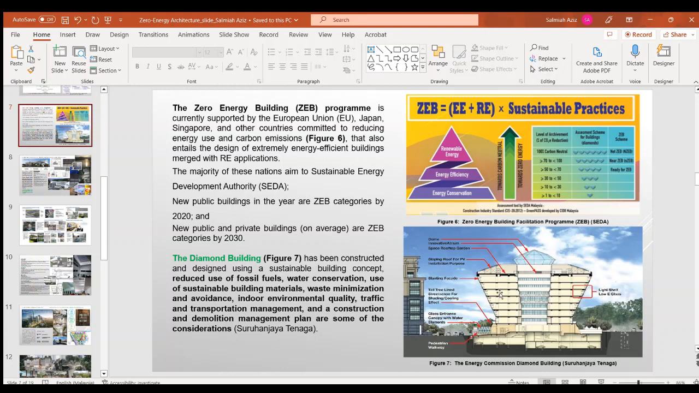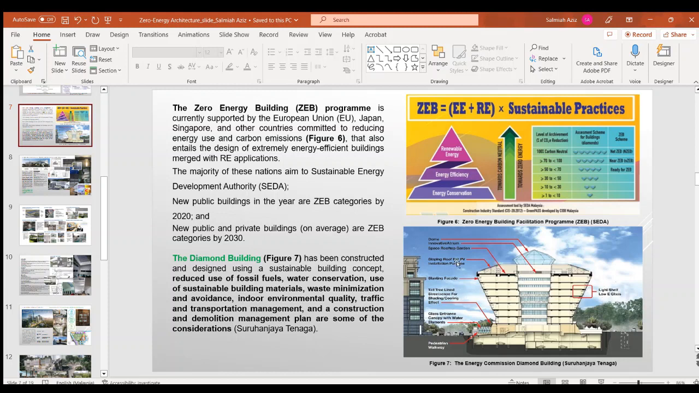It is the Diamond Building, which has been constructed and designed using a sustainable building concept: reduced use of fossil fuels, water conservation, use of sustainable building materials, waste minimization and avoidance, environmental quality, traffic and transportation management, and construction and demolition management plan are some of the considerations, which are the components of the Diamond Building.